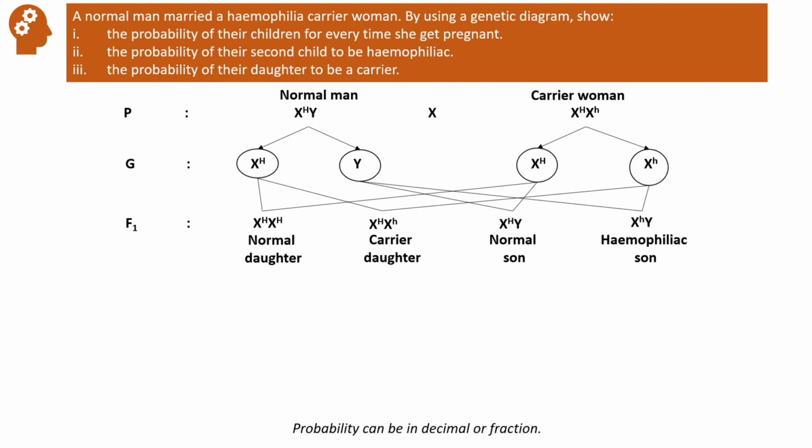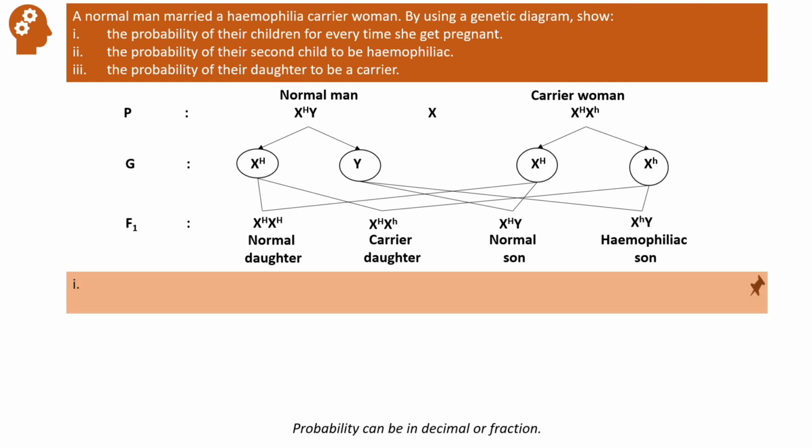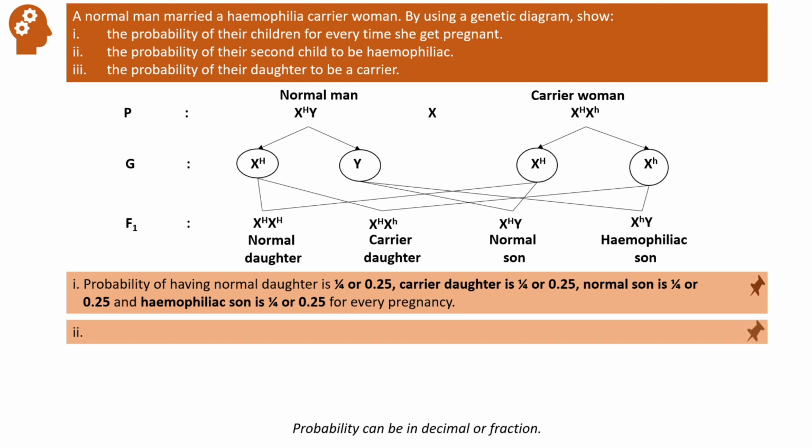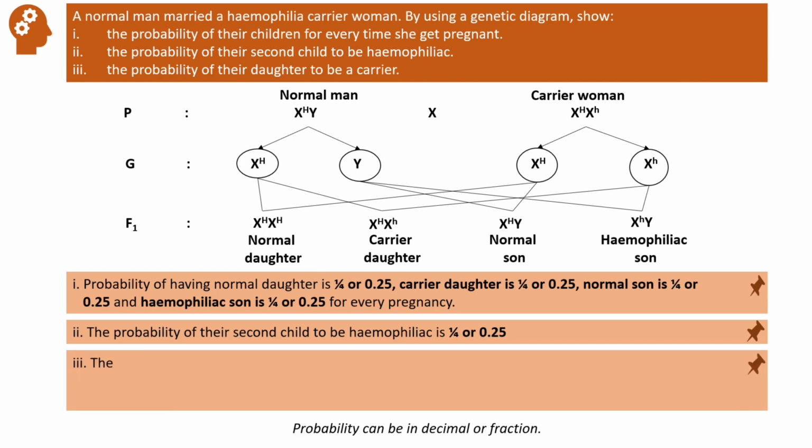Based on the genetic diagram, the answer for the first question is: the probability of having a normal daughter is 1/4 or 0.25, a carrier daughter is 1/4 or 0.25, a normal son is 1/4 or 0.25 and a hemophiliac son is 1/4 or 0.25 for every pregnancy. The answer for the second question is: the probability of their second child to be hemophiliac is 1/4 or 0.25. For this question, it doesn't matter how many children they have, the probability of having a hemophiliac child is always 1/4 or 0.25.